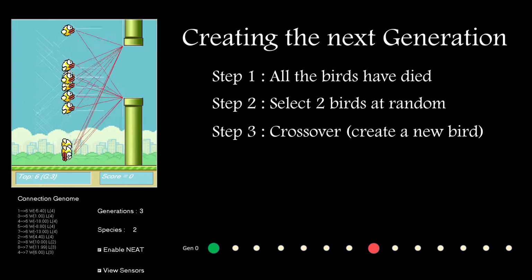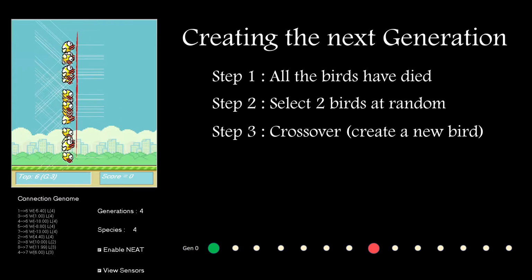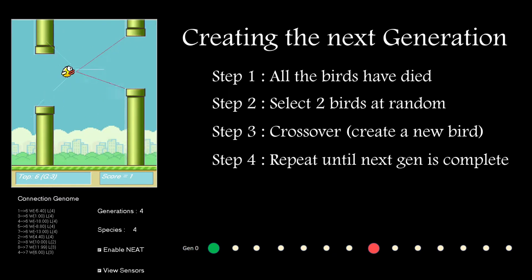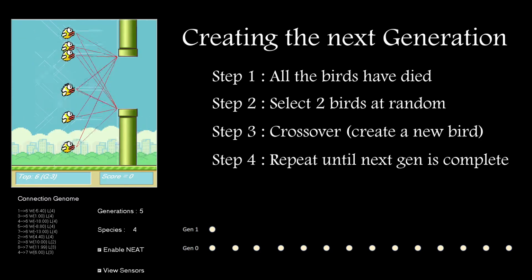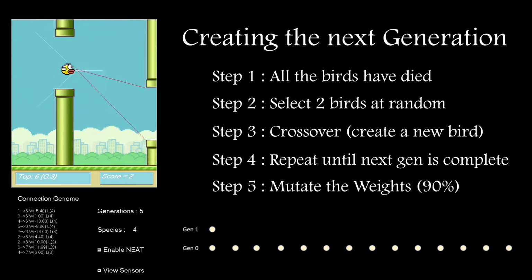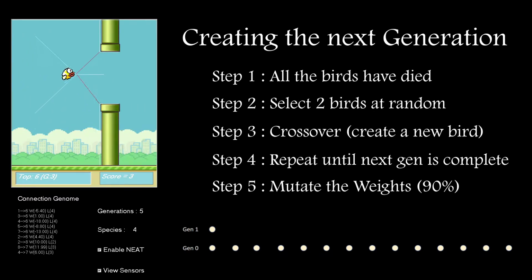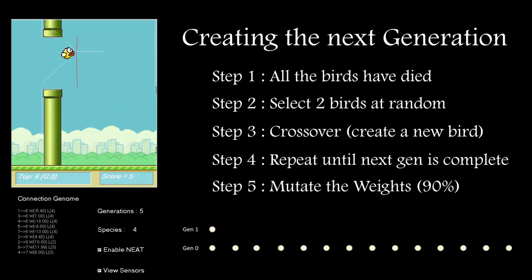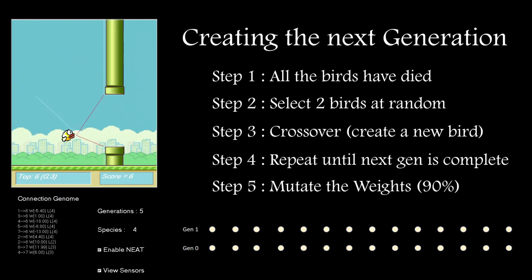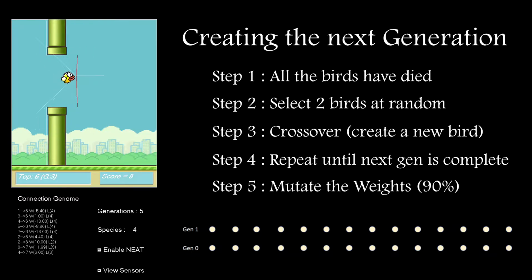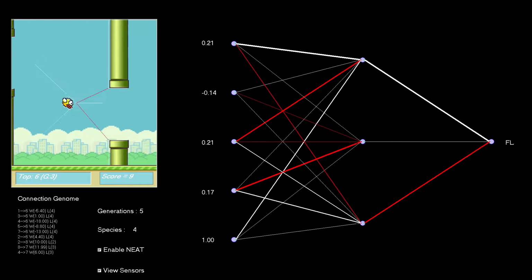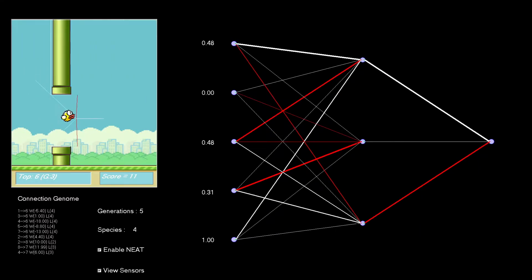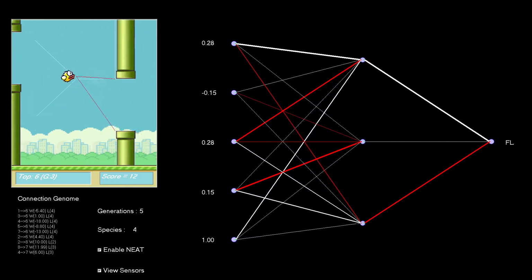There were 5 main steps involved: waiting for all the birds to crash and die, selecting 2 birds at random, creating a new bird from those parents, and how the new bird gets its connection weights randomly from both parents, repeat until the next generation is complete, and finally, mutating the connection weights. And this worked quite well, allowing the birds to eventually find solutions and fly for a long way through the pipes.